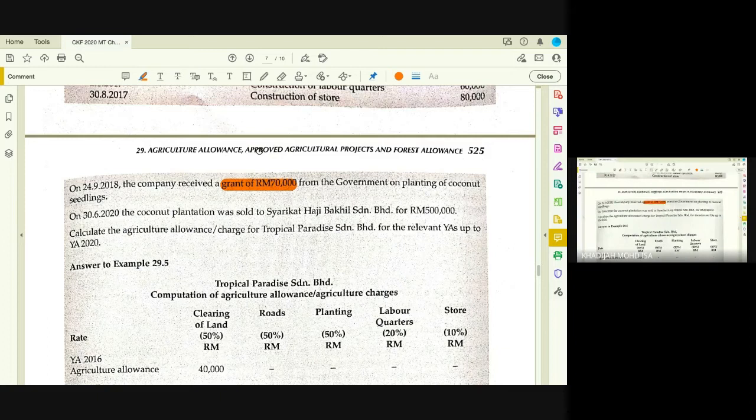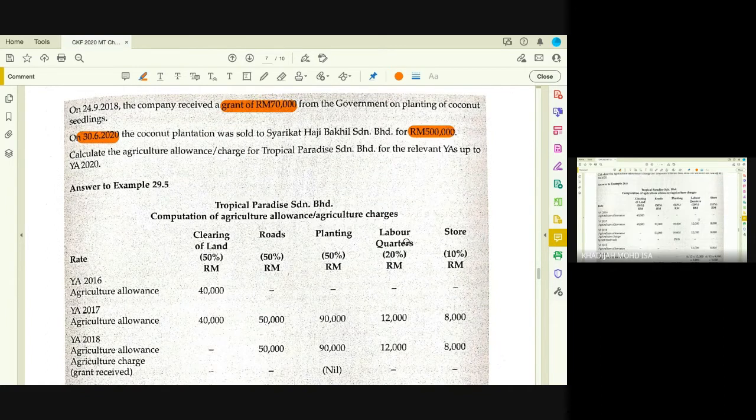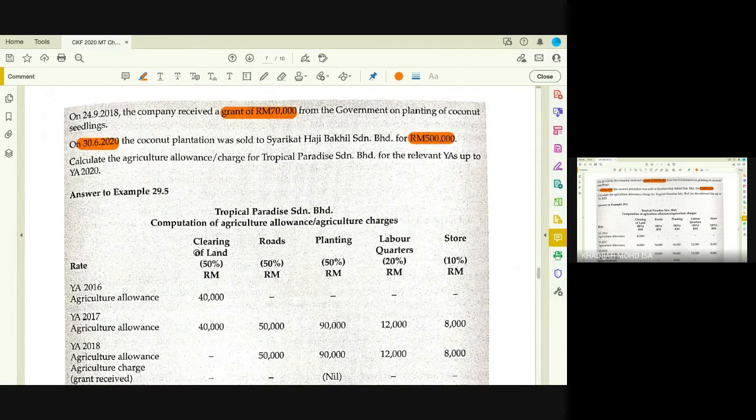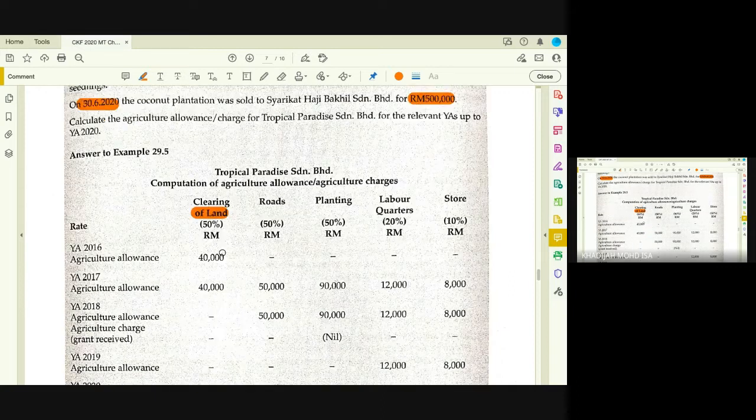And on 30th of June 2020, the coconut plantation was sold to Syarikat Haji Bahir for 500,000. Calculate the agriculture allowance charge for Tropical Paradise Berhad for the relevant YAs up to 2020. So in this case, remember that you have the clearing of land of 80,000 in 2016.